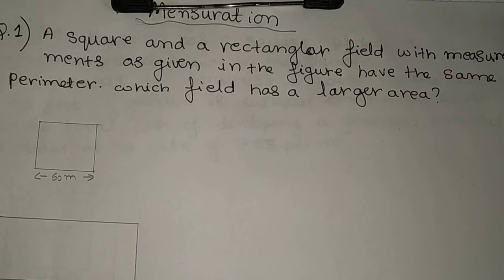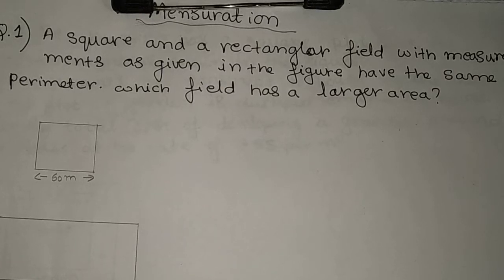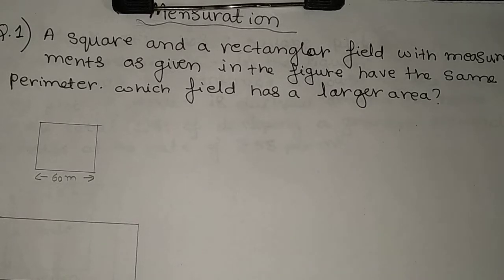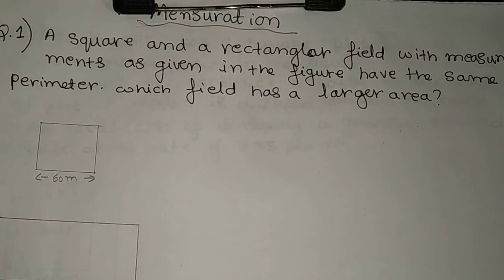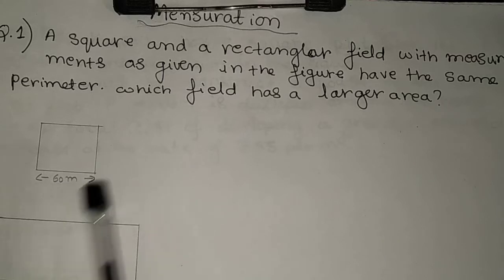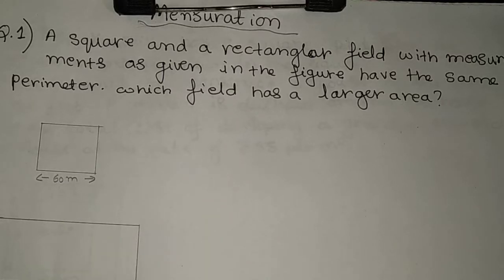Welcome students. In this class we start the new chapter, mensuration. The meaning of mensuration is measurement. So here in this class we start the first exercise problem, that is a square and a rectangular field with measurements as given in the figure have the same perimeter. Which field has a larger area? We have to find out in these two which field has a larger area.